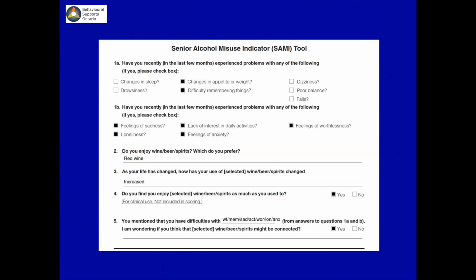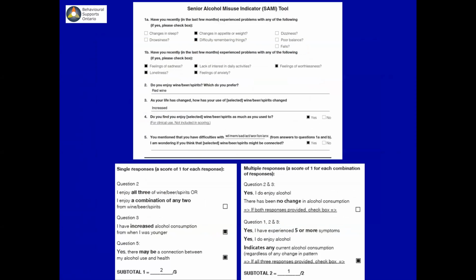And when I asked about wine, beer, spirits, she said red wine all the way. When I asked how, as her life has changed, her use of red wine had changed, she said she had increased her drinking from when she was younger. When asked if she enjoyed red wine as much as she used to, she said yes. And then when I asked her to consider the challenges she noted in the first question, wondering whether red wine might be connected to that, she endorsed that as yes as well. So you can already see that she's scoring positive on the SAMI.